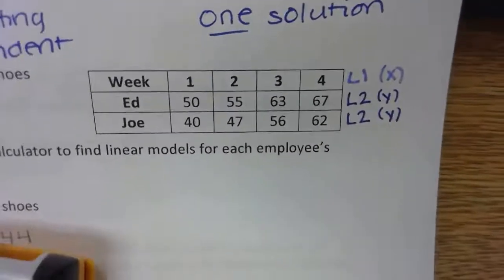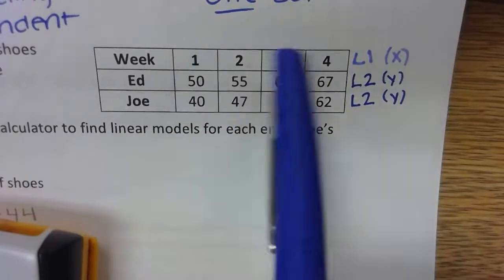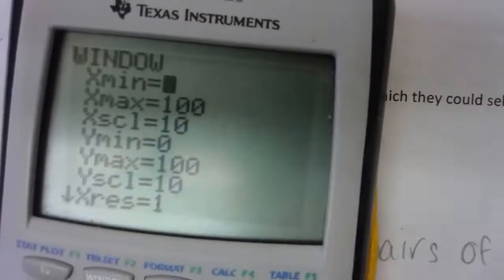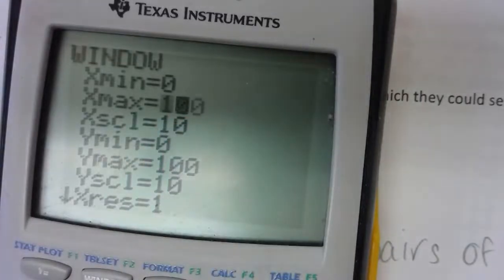Our X values, according to our data, are the weeks. So right now my X values are 1 to 4. So what we're going to do is change my X values. The min could stay 0. But right now my max was at 100. I'm going to make my max 10. And my scale 1. So it goes by 1 week at a time.